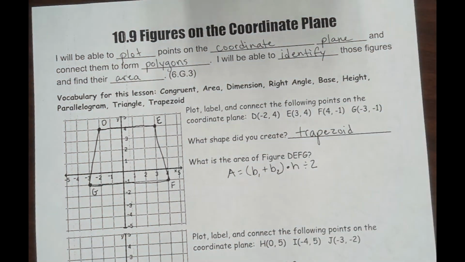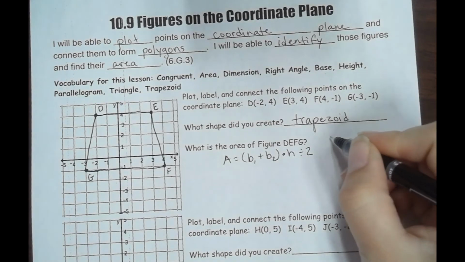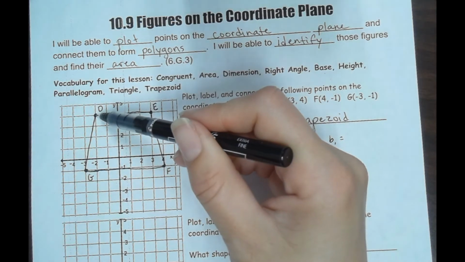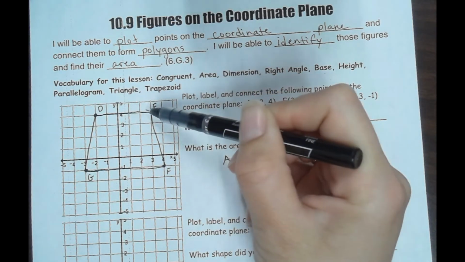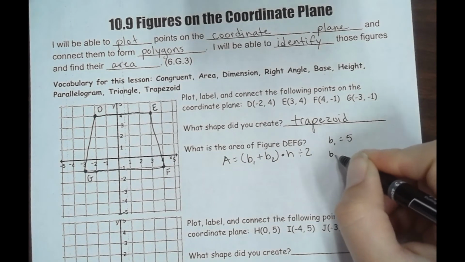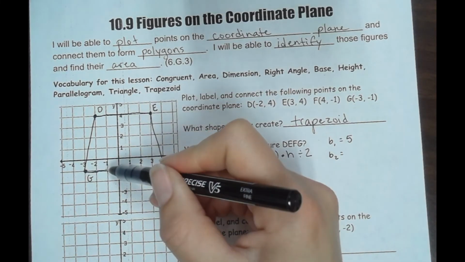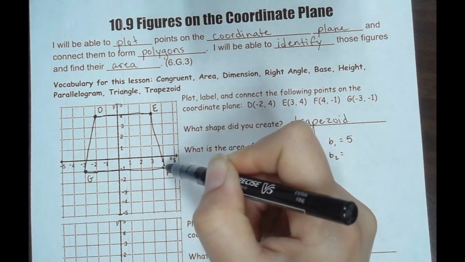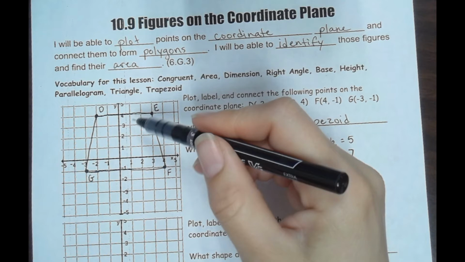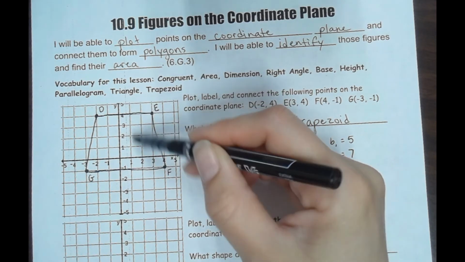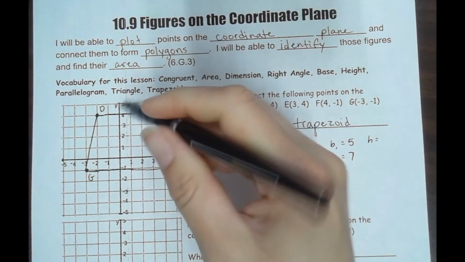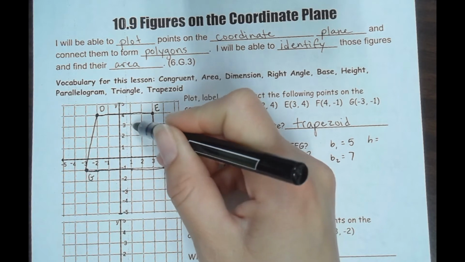Okay. So on here, we're going to have to now find these measurements. So base 1, meaning any of the two parallel sides. I'm going to call this one base 1 up here. This one is 1, 2, 3, 4, 5 units across. Base 2 is 1, 2, 3, 4, 5, 6, 7 units across. So we got our two parallel sides. Now we need our height. That has to make a right angle with the bases. So I can count from here to here. So height is equal to 1, 2, 3, 4, 5 units tall.